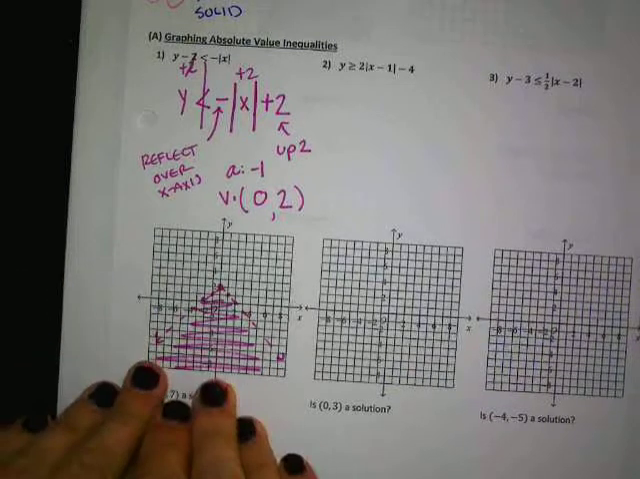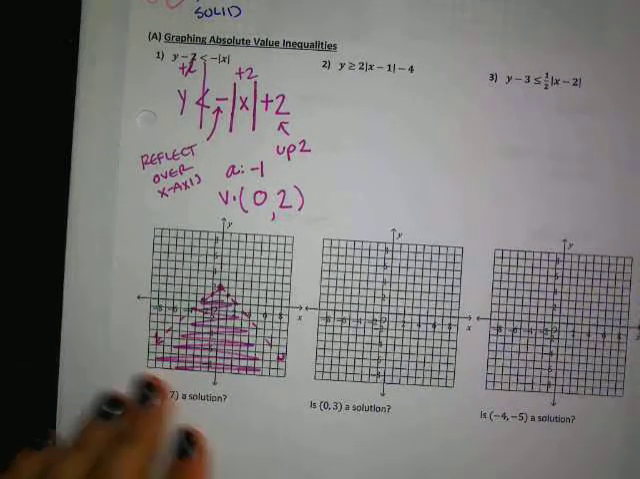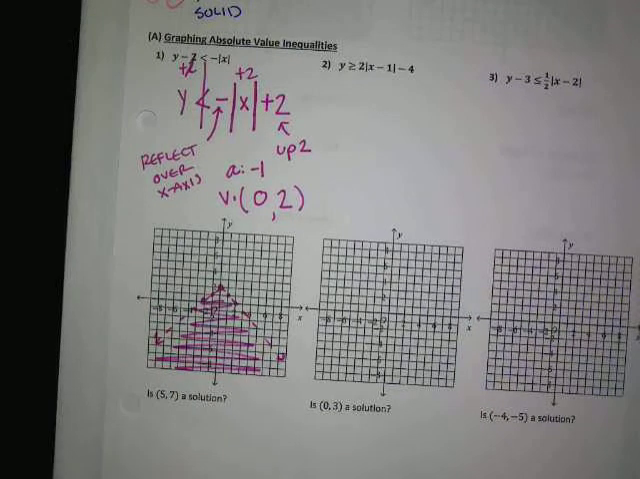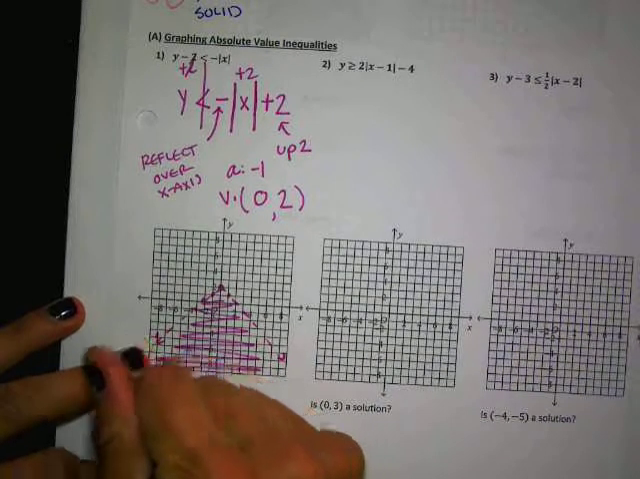Now, it's not inside or outside. Do not think that way. It is above the line or below the line. Whether you're shading inside or outside the V does not matter. Okay, it's above the V or below the V. Make sense? Okay. 5, 7, is it a solution? No, it is not.